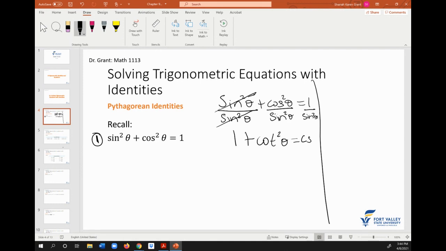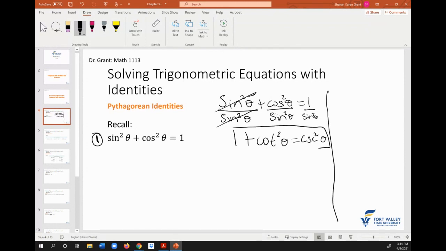And recall that these identities we're discussing here, we looked at in the previous chapter. So I wouldn't say try to remember all of the identities that we're going to be discussing, but if you can remember the Pythagorean identities and the reciprocal identities, you should be fine. So this is your second Pythagorean identity: 1 plus cotangent squared theta is equal to cosecant squared theta.